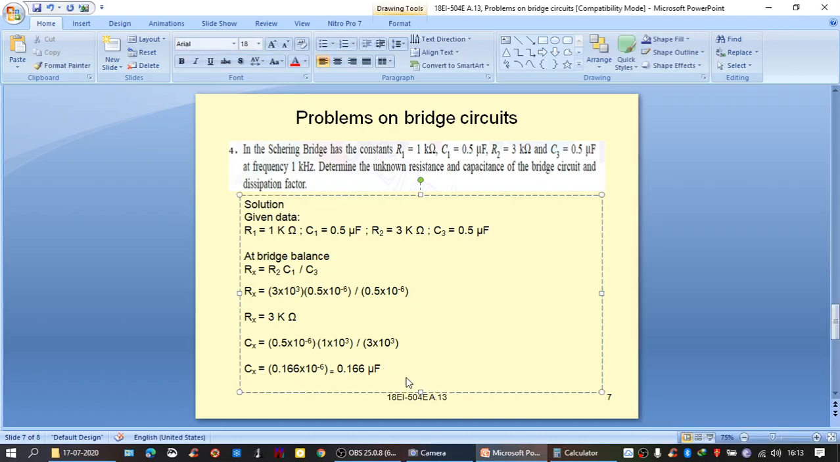Then it is asked to find out the dissipation factor. Dissipation factor for a capacitance is given by the expression D is equal to omega R1 C1.